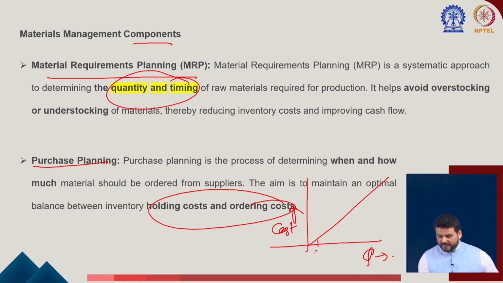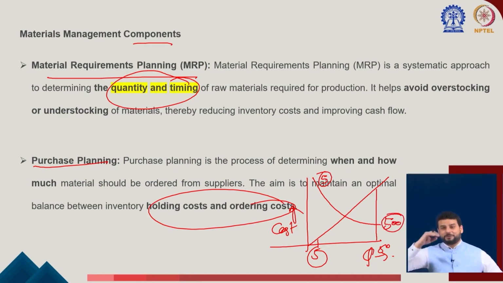If you are holding 5 units, that much cost will be there. If you are holding 50 units, that much cost will be there. But ordering cost will reduce like this, because if you are placing a 5 units order and Walmart is placing 500 units, the per unit cost will reduce. So somewhere your economic order quantity will be this, the total cost where you are getting the minimum price, right. This is economic order quantity.